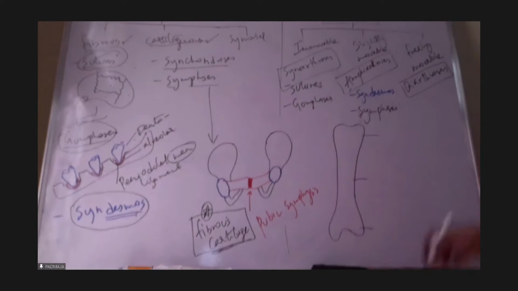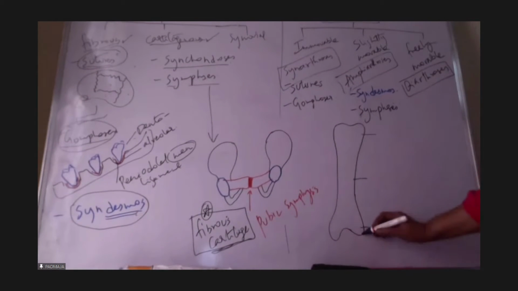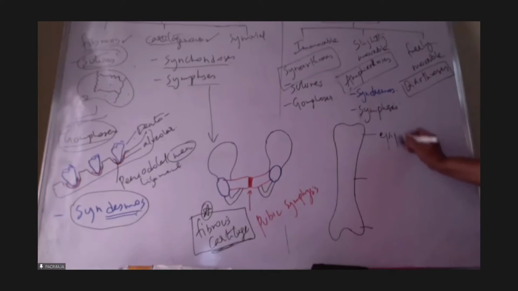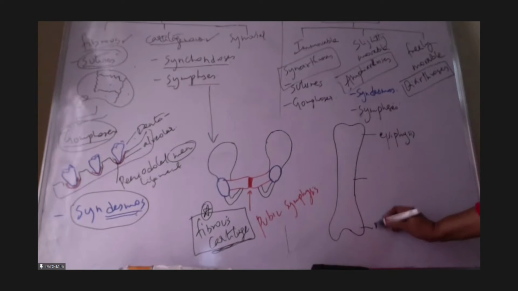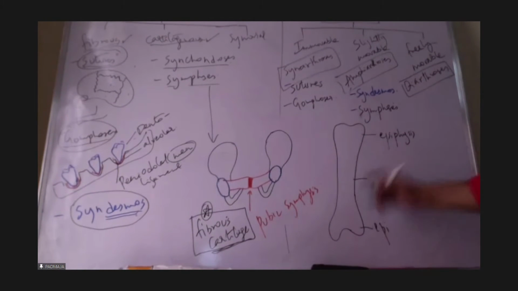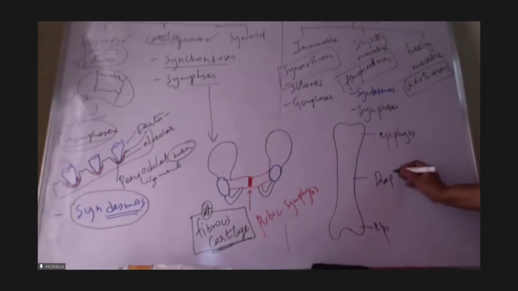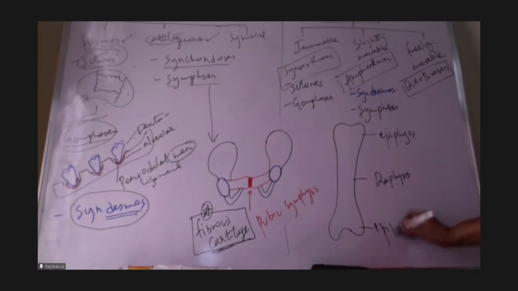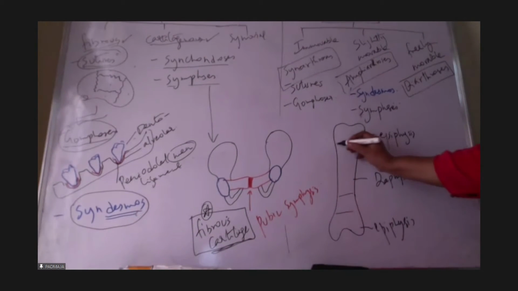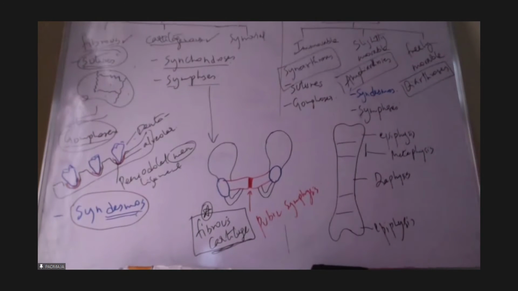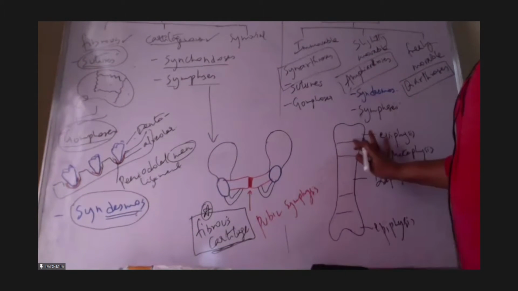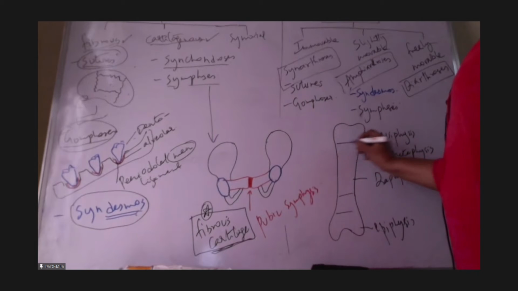Epiphysis. Good. So these edge regions are called epiphysis, singular form. And what is the shaft called? Diaphysis. What is this junction called? Yes, metaphysis. What is present in the metaphysis? This metaphysis region, what is its structure?